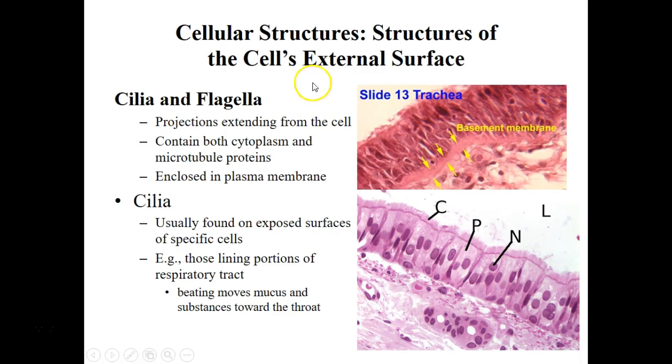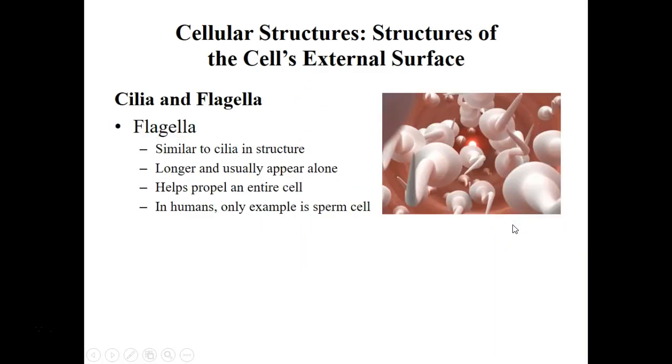Flagella, and I like this picture better. This shows the cilia really nice, okay? Flagella are similar in structure to cilia, but in the human they only have one tail unless there's some type of mutation occurring, and they function to move the entire cell. The only human cell that is flagellated is a sperm cell.